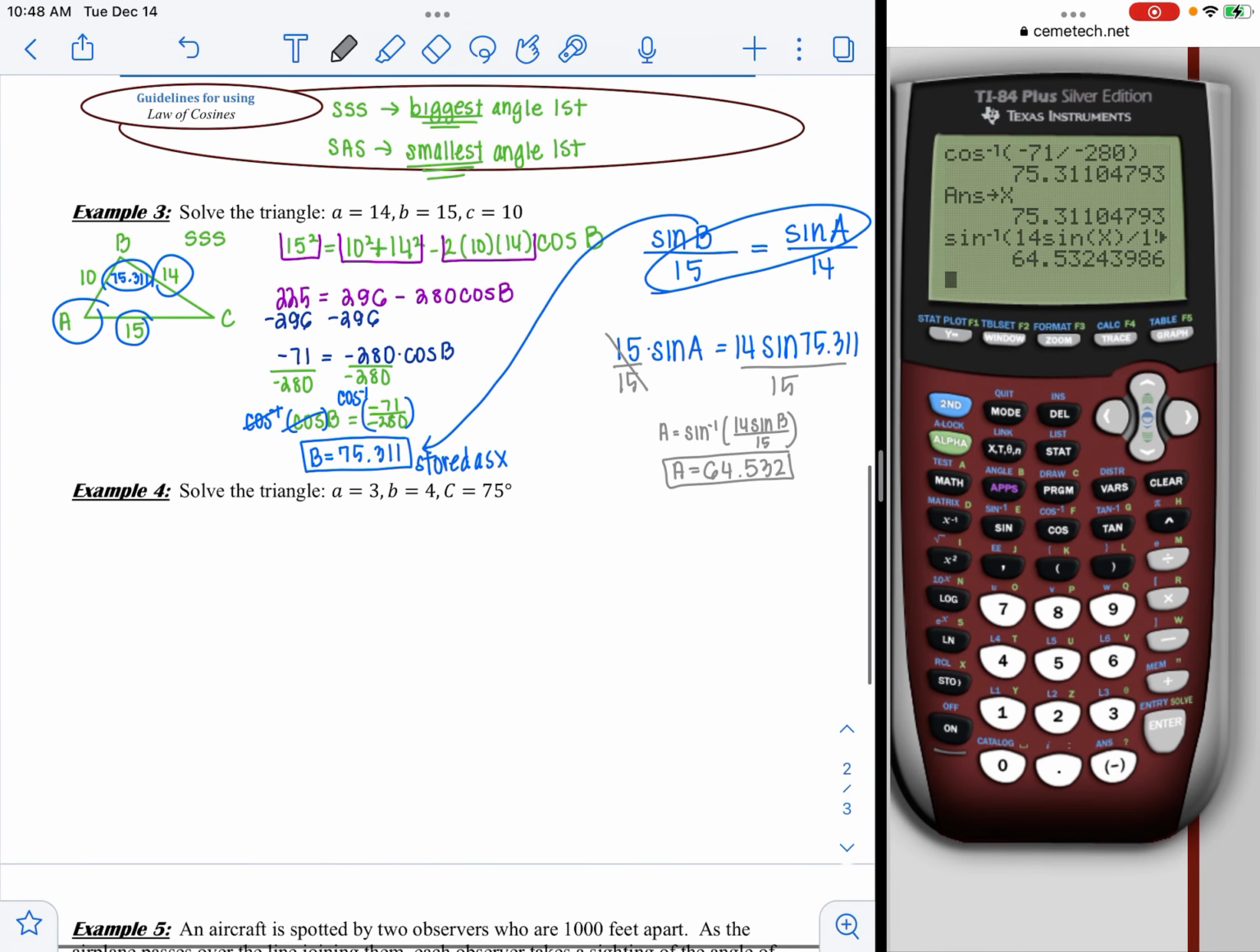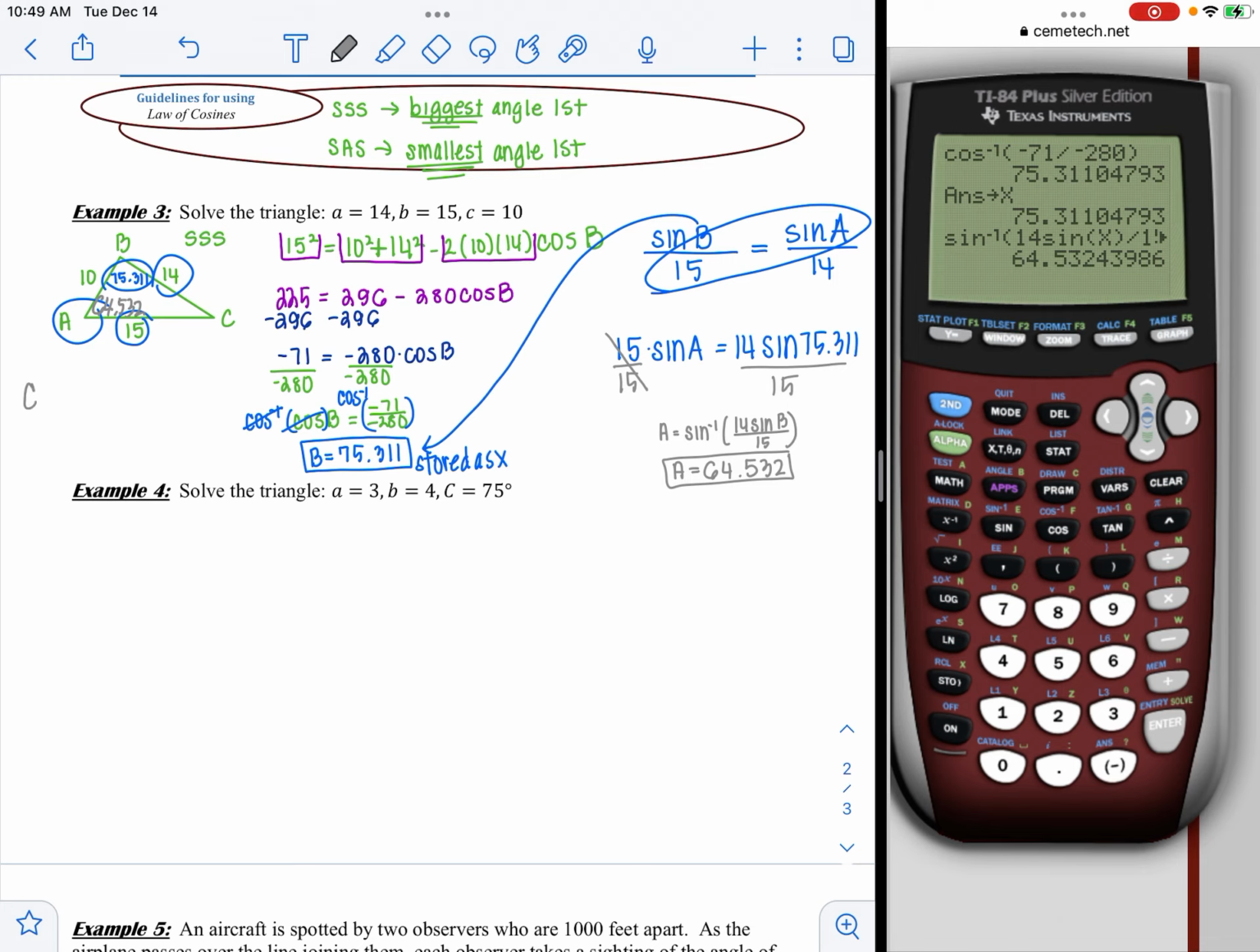And then last, but obviously not least, let me just squish this in here because I took up a little bit of room. Okay, this is not liking me right now. All right, well, I'll just do my math right here. There's plenty of room. All right, the last thing I have to do is I have to find angle C.